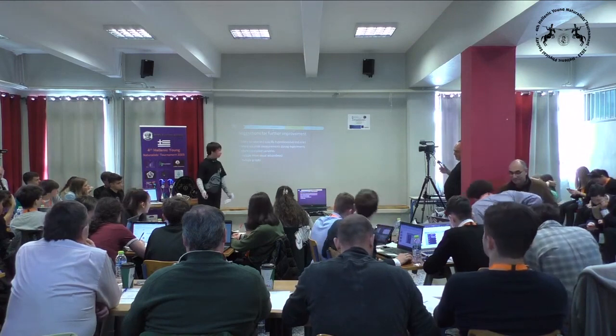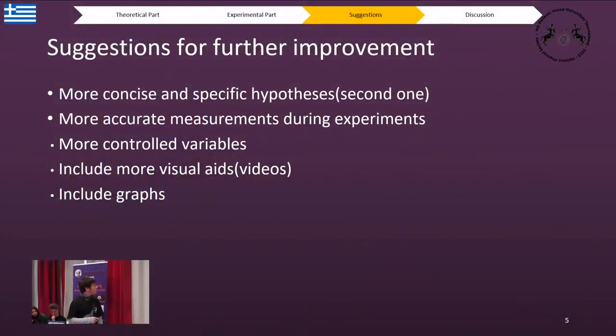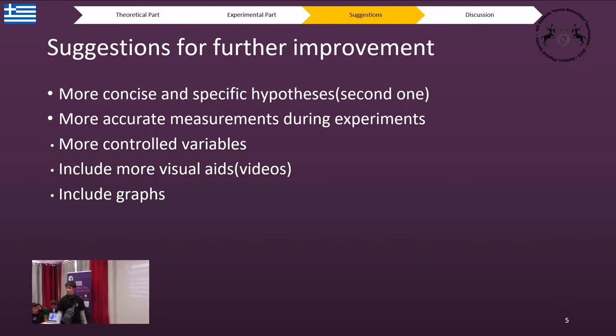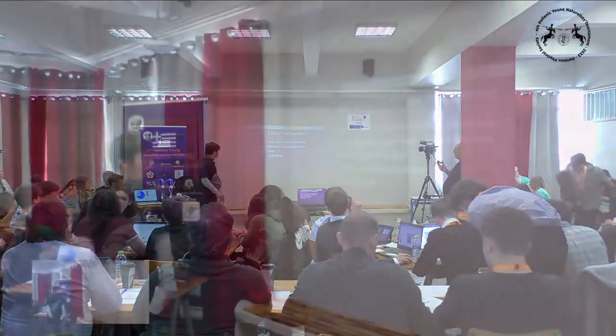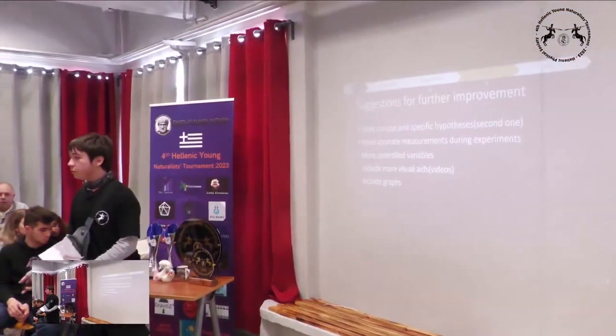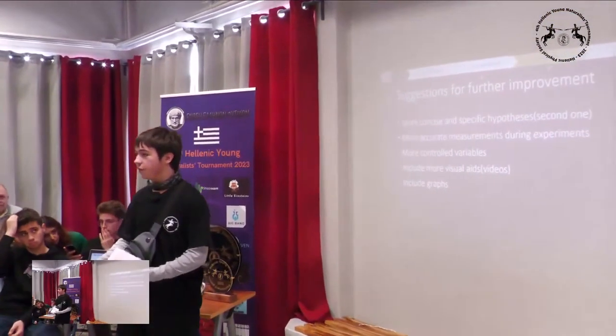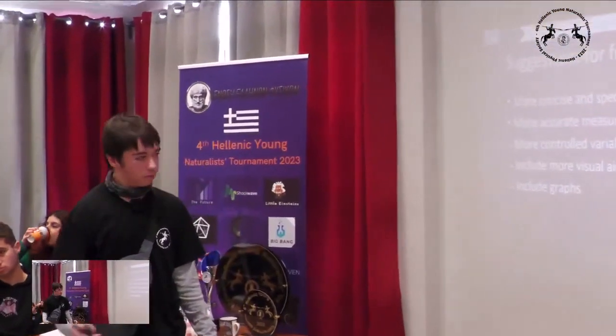So what they could have done was have the second hypothesis be more concise and specific because it was a bit general, have more accurate measurements of the color during the experiments, and also better control variables like humidity and the minerals. They also could have included more visual aid, like videos of the experiments. Even though they included photos, they could have included videos.